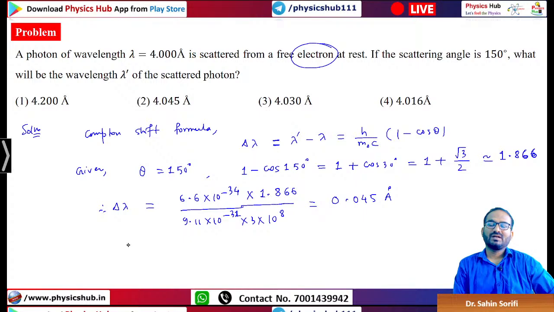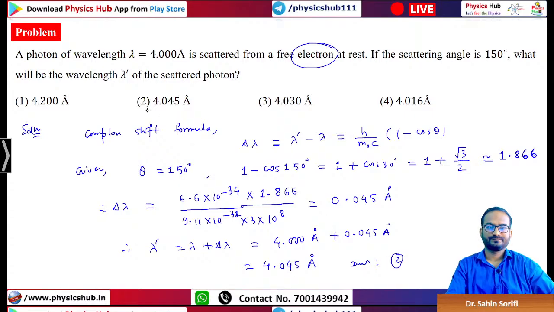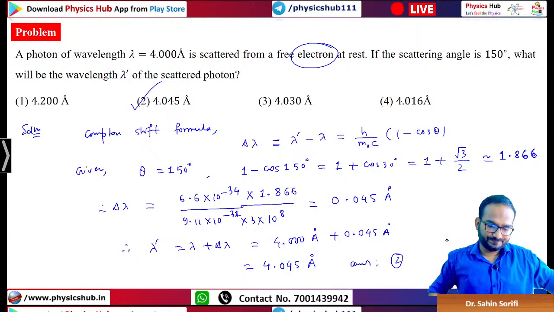So if delta lambda is 0.045 angstrom, what is lambda prime? Lambda prime is equal to lambda plus delta lambda. Lambda is 4.000 angstrom plus delta lambda 0.045 angstrom. So this makes 4.045 angstrom. That precisely matches with option 2. Got it?